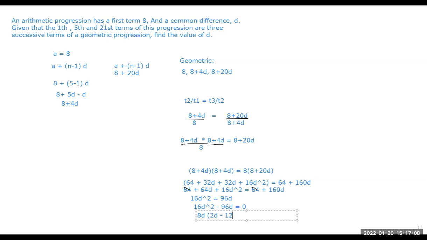You can factor out 16, man. Yeah, why factor out 8 when you can factor out 16?